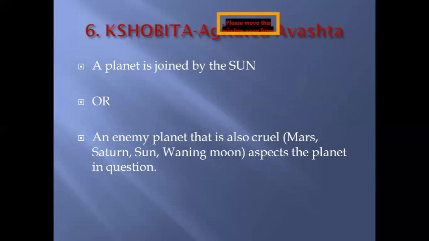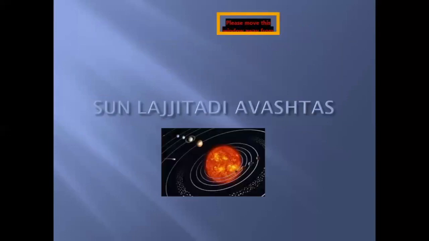And then we've got Kshobhita or agitated Avastha. That's when a planet is joined by the sun. So whenever we've got a planet with the sun, that's agitation. Or an enemy planet that is also cruel. So it could be either Mars, Saturn, Sun, or the waning moon, aspecting the planet in question. And now we're going to get into the sun's Lajjitadi Avasthas.